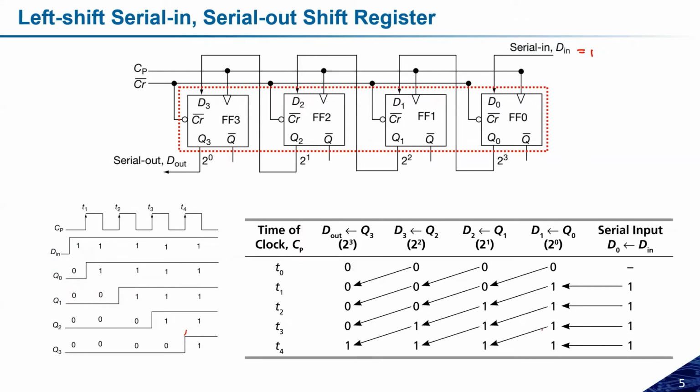Similarly, how it is shifting, I have already explained, so I don't need to explain how I made this table. At each clock, the data will be shifted in the left direction. So this is how a serial input serial output shift register works.